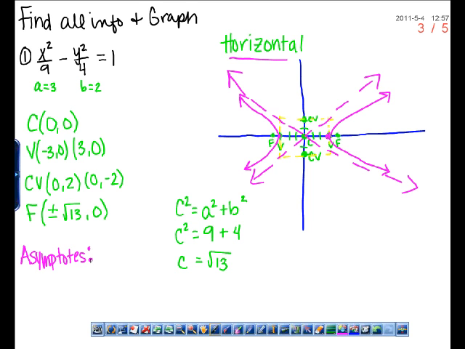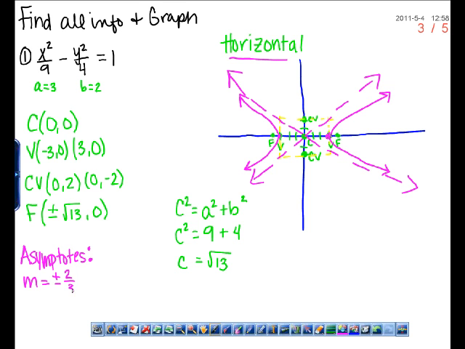All right? Use your slope, use your center and the corner of one of the boxes to find your slope. We went up how many? Up 2 over 3. And in this one, I went up 2, left 3. So what are your two slopes? 2/3 and negative 2/3. So your slope is plus or minus 2/3.